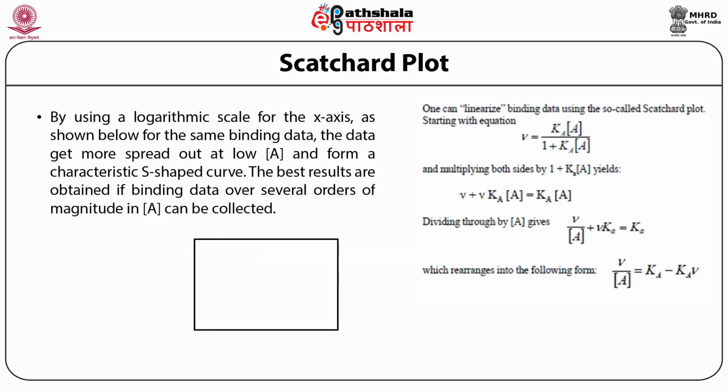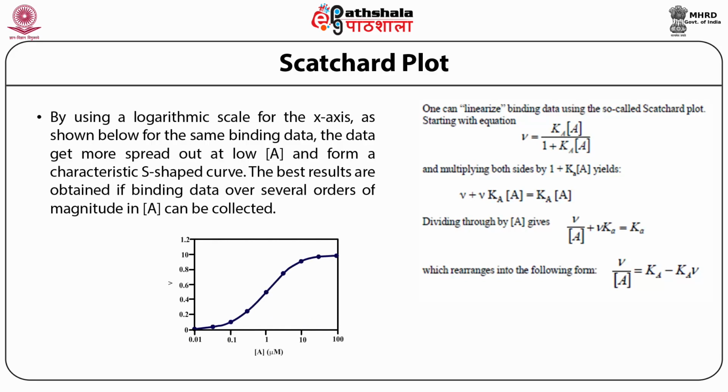By using a logarithmic scale for the x-axis, as shown below, for the same binding data, the data get more spread out at low values of A and form a characteristic sigmoidal curve. The best results are obtained if binding data over several orders of magnitude in A concentration can be collected.